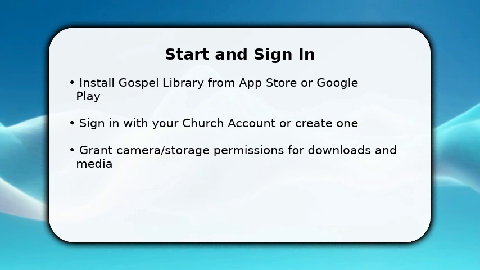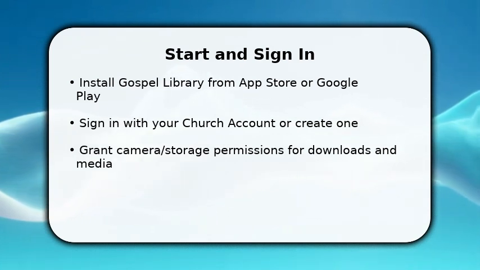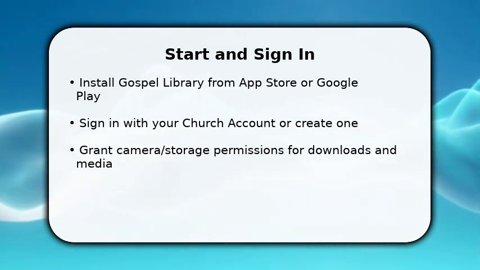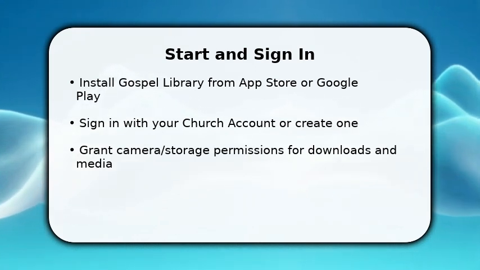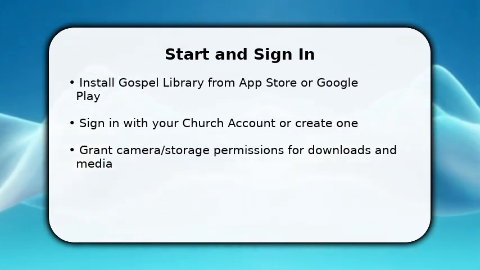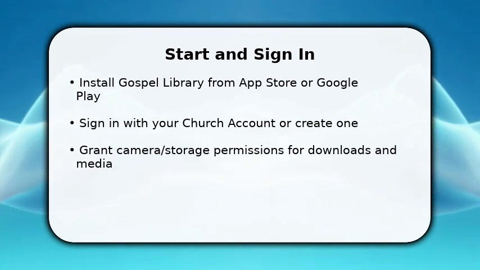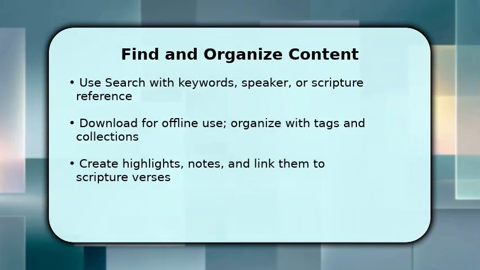Tap the menu, choose Settings, and set download quality if you care about space versus clarity. Start by locating a Book of Mormon or conference talk so you can follow along immediately and confirm sync is working. Now you'll locate and organize material.